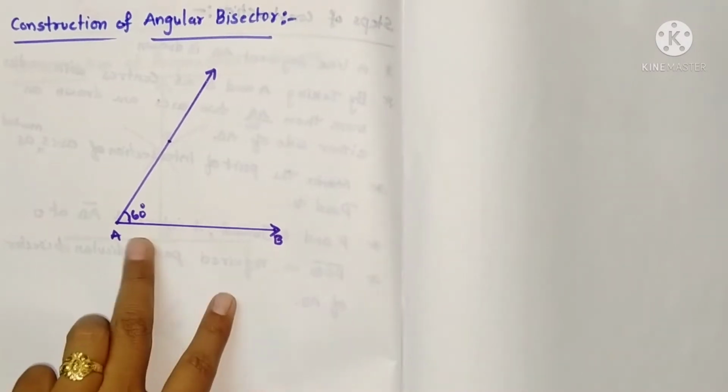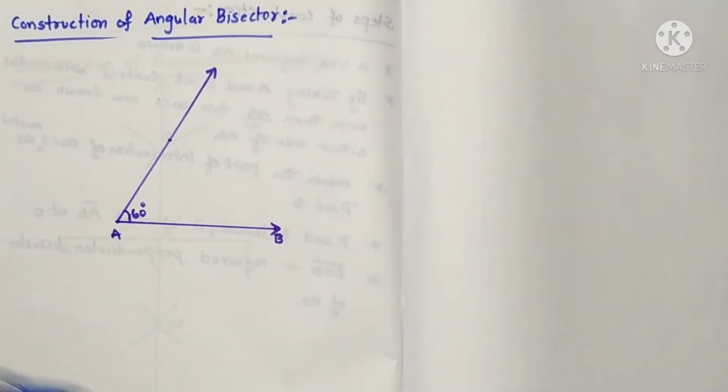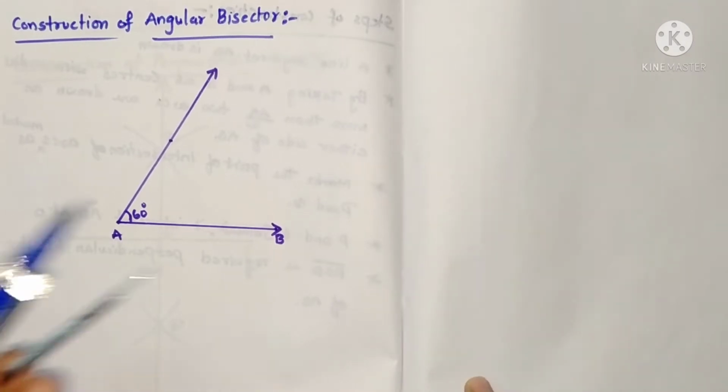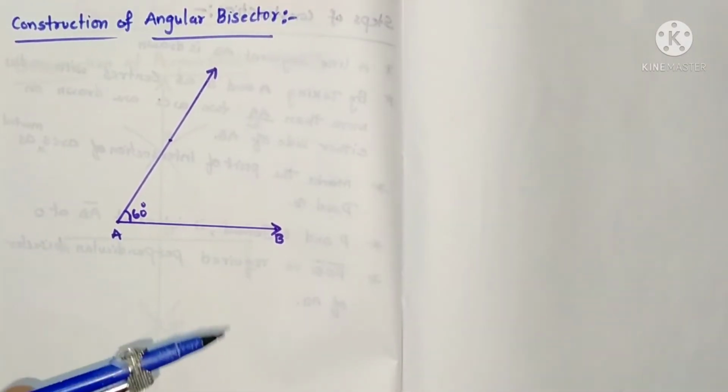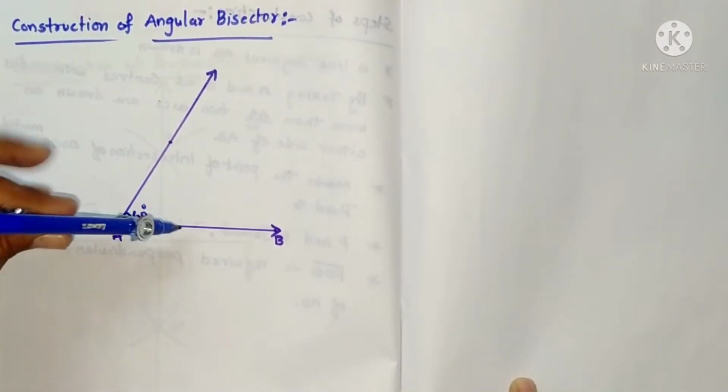Now, construction of an angular bisector. See, this is an angle of 60 degrees. Now, how to draw the angular bisector to this? Take the compass. With any radius, draw an arc.